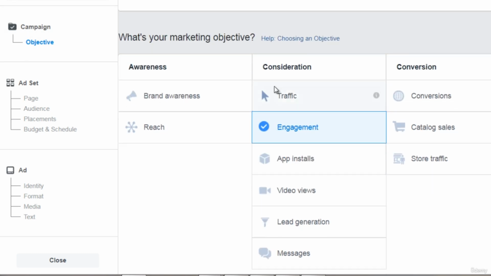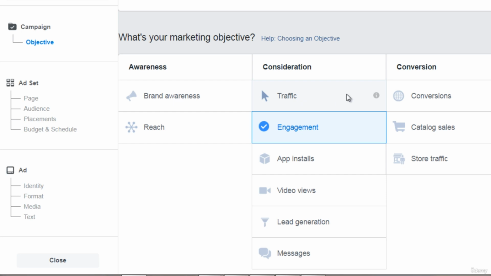So most of you are going to be using traffic or engagement. You're not going to use app installs unless you have an app. You won't use video views unless you have a video. And then we've got messages, lead generation, brand awareness, and reach. So knowing your objective is key.